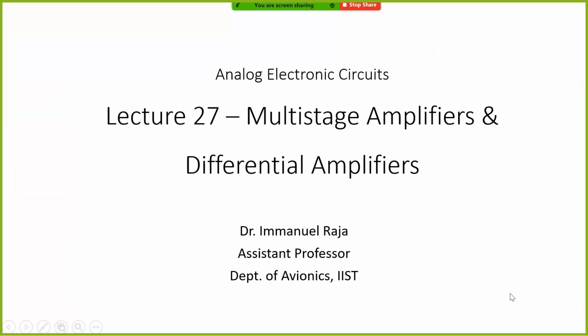Today's lecture will be on multistage amplifiers and differential amplifiers. But before we get started, I just want to complete the discussion on MOSFETs. I'm yet to talk about the capacitances inside a MOSFET, and I'll briefly talk about them, and then we will move on to multistage amplifiers and differential amplifiers. There is one more topic, which is power amplifiers, which I'll try to cover if possible in a class. If not, I will just post a video.